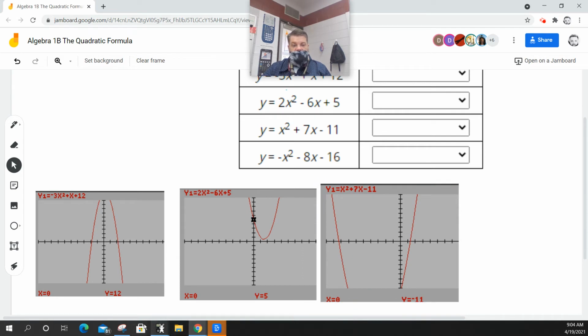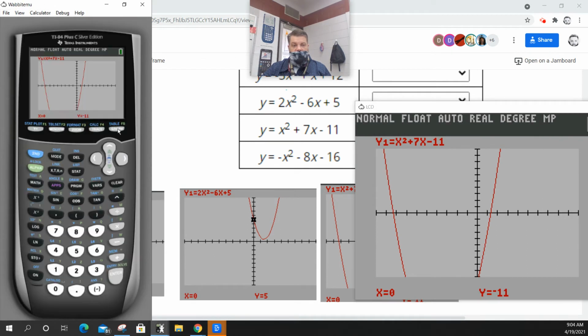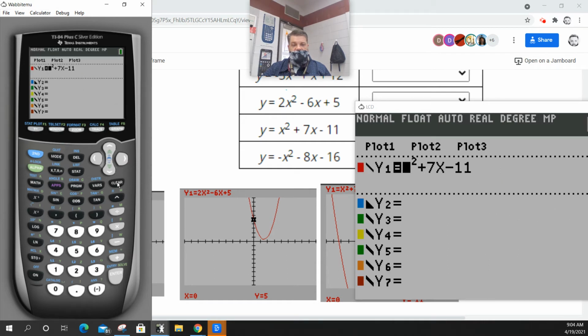And then the last one is negative x squared. Now here's the trick here. Students ask me sometimes, do I put a negative sign or do I do minus? Because it's the first term, that's a negative x squared. I'm not subtracting it from anything, so I'm going to put the negative sign, then x, then squared. Now I'm going to say minus, because I'm subtracting 8x from x squared. It's subtle, but unfortunately the calculator doesn't know the difference. Minus 16.